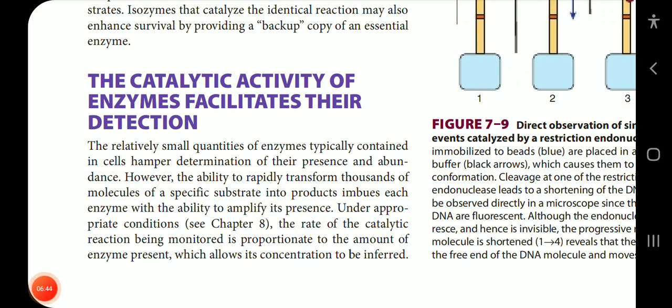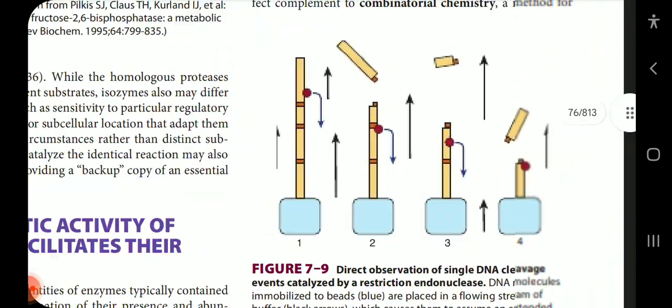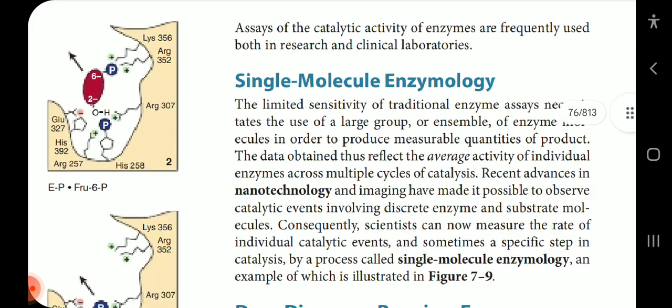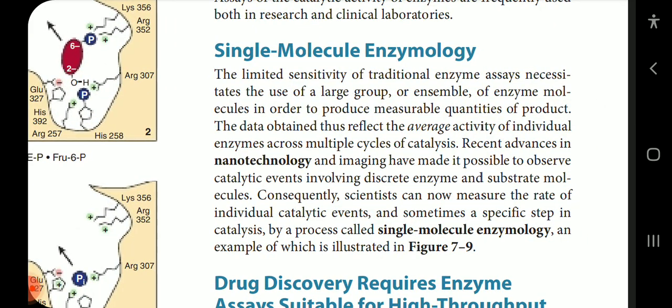The catalytic activity of enzymes facilitates their detection. The relatively small quantities of enzymes typically contained in cells hamper determination of their presence and abundance. However, the ability to rapidly transform thousands of molecules of a specific substrate into products imbues each enzyme with the ability to amplify its presence under appropriate conditions. The rate of the catalytic reaction being monitored is proportionate to the amount of the enzyme present, which allows its concentration to be inferred. Assays of the catalytic activity of enzymes are frequently used both in research and clinical laboratories.